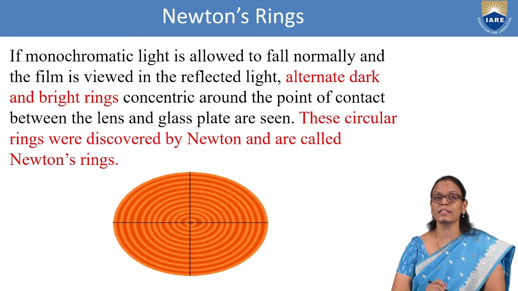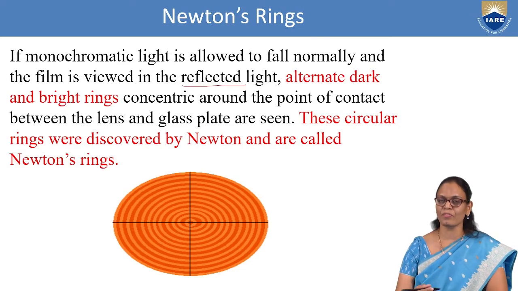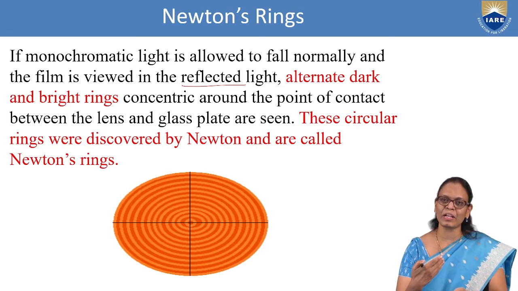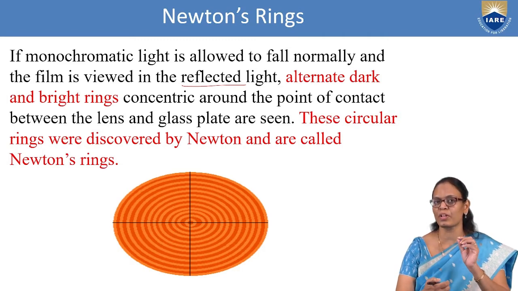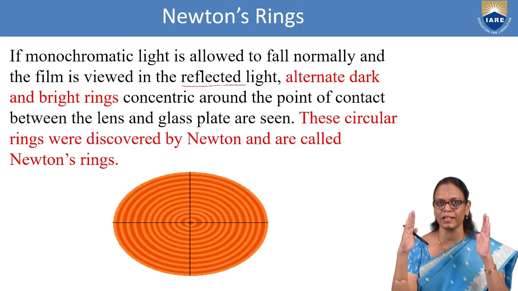Now how do we see the rings? If monochromatic light is allowed to fall normally and the film is viewed in the reflected light. So we have seen the setup. We have a plain glass plate on which we are placing a plano convex lens. So between the plano convex lens and the glass plate, there is an air film that is formed. And the thickness of the air film is not uniform. At the center, at the point of contact, the thickness of the film is 0. And as we move away from the center, the thickness increases.